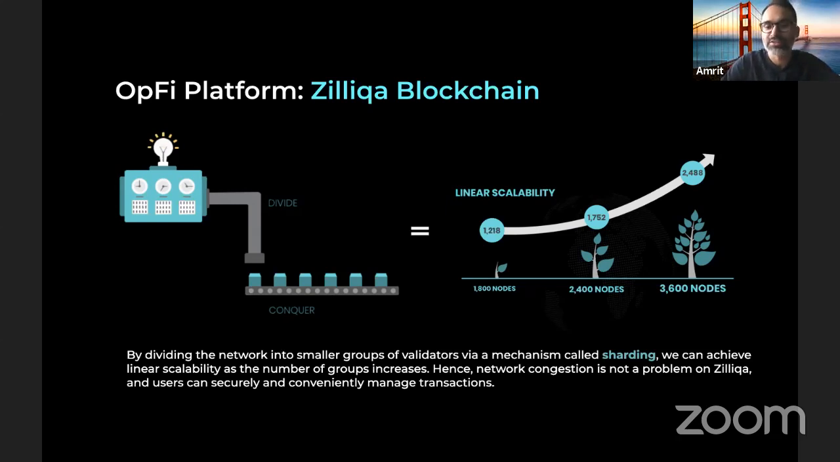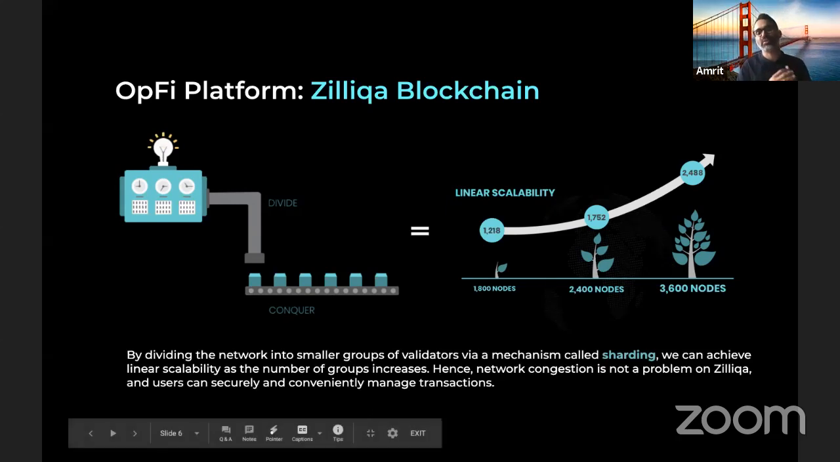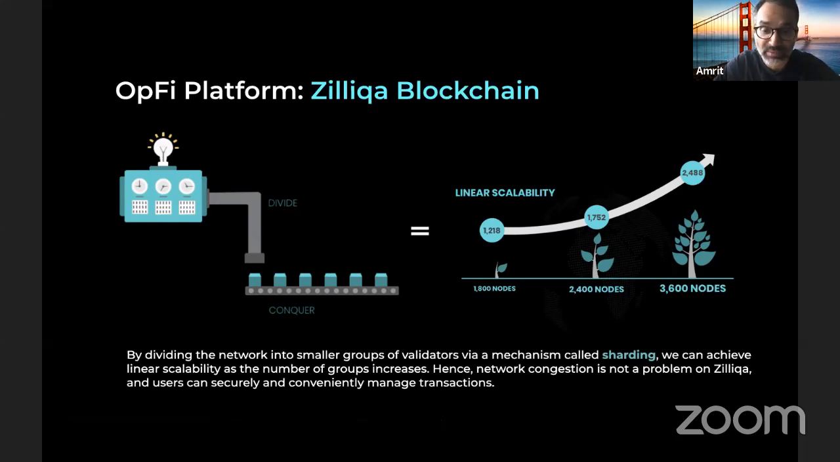On the right, we have a figure that shows real numbers that we observed on our internal private testnet that we ran a few months ago. When you have, for example, a network of 1,800 nodes, which is equivalent to 3 shards, we saw that we could process around 1,200 transactions per second. And the moment you go from 1,800 to 3,600, which is roughly double the network size, you would see that the throughput also doubles. So from 1,200 transactions per second, you move to around 2,400 transactions per second.